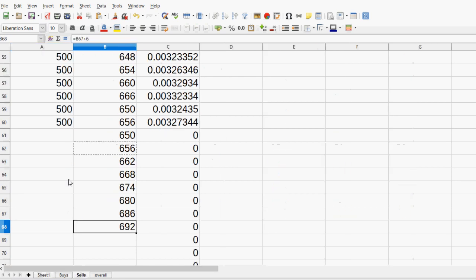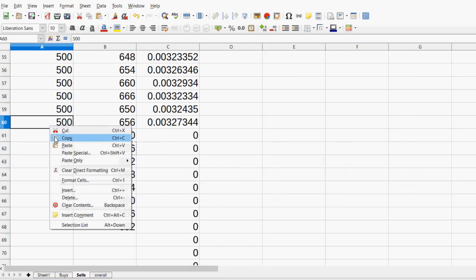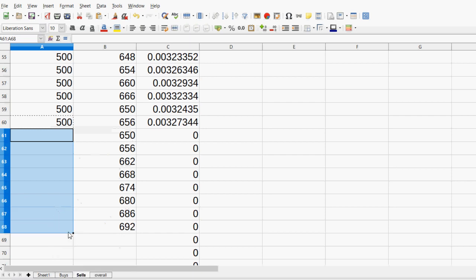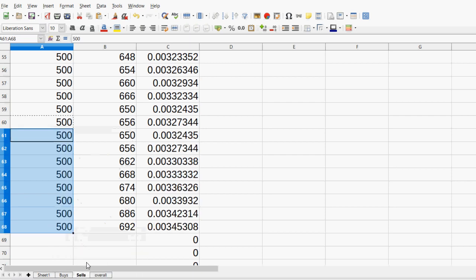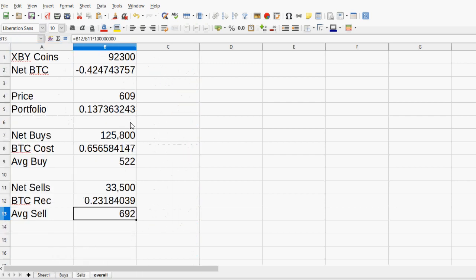$6.95 was the last one, so at this stage your portfolio would be 0.13. Basically, you started with half a Bitcoin, so you got plus 0.07 change back, buying at 125,800, selling 33,500 of them. And let's continue further.